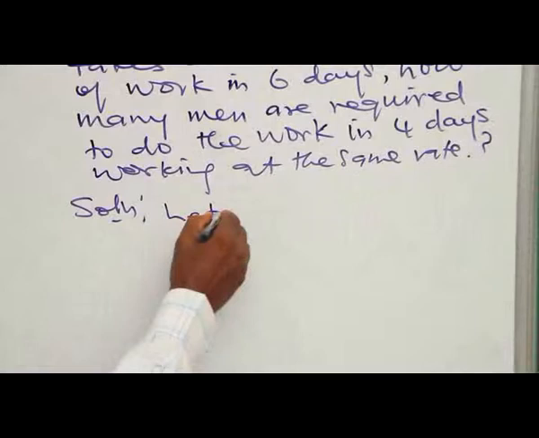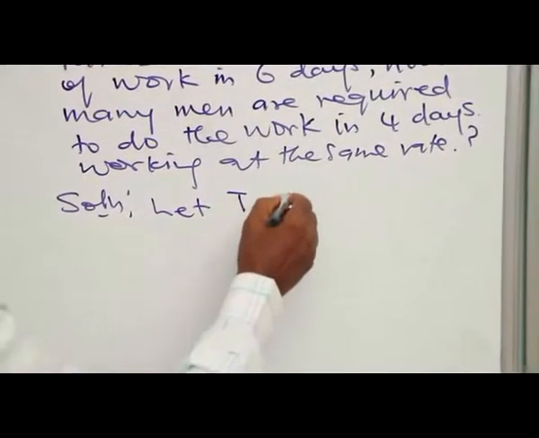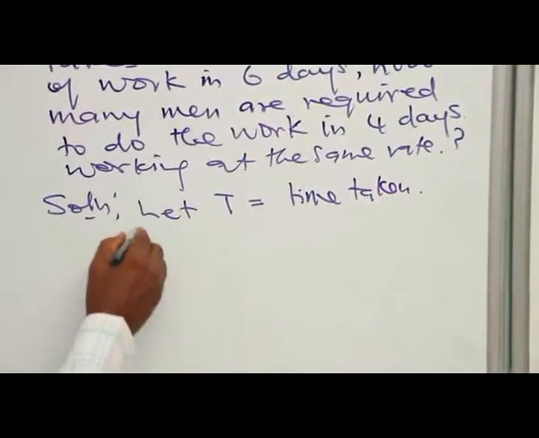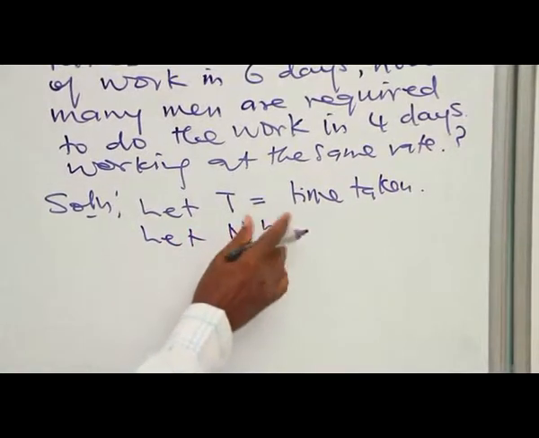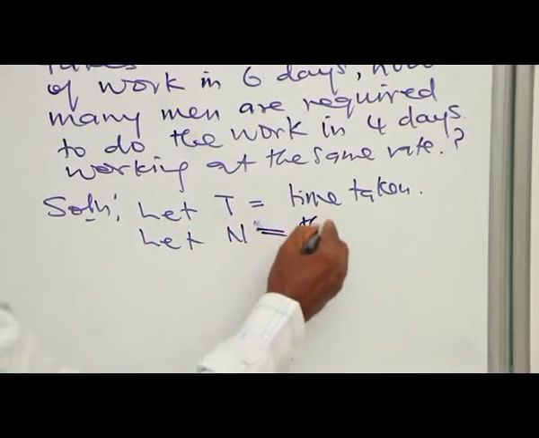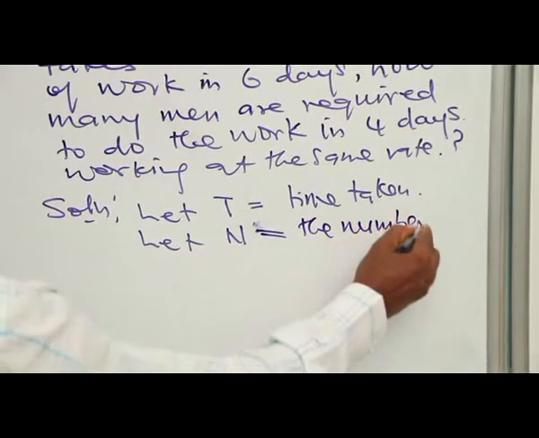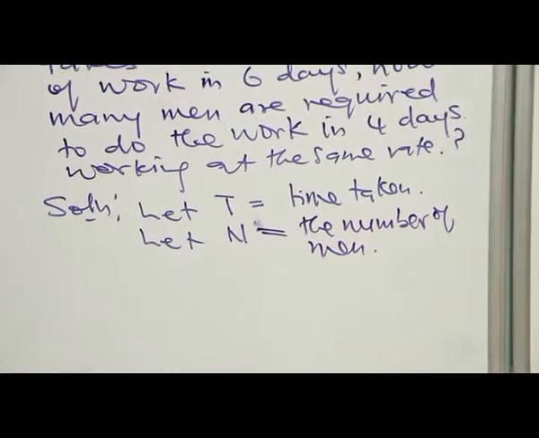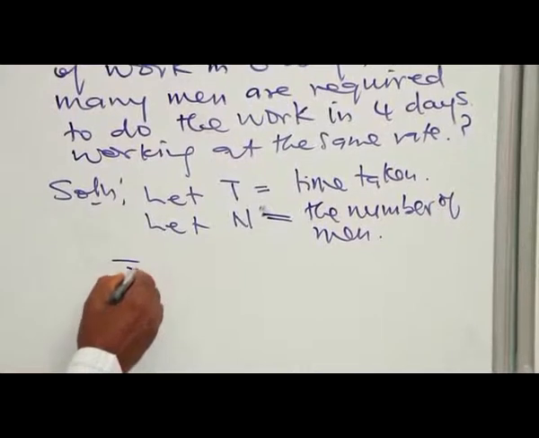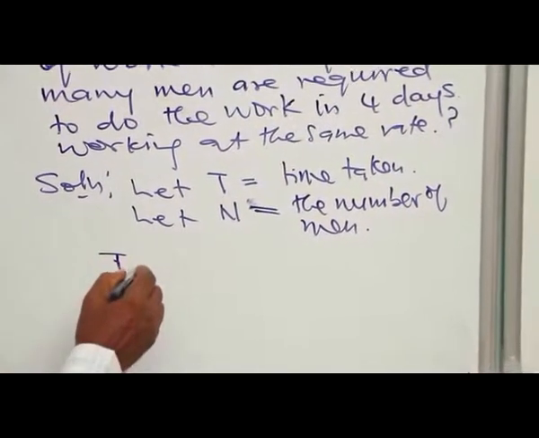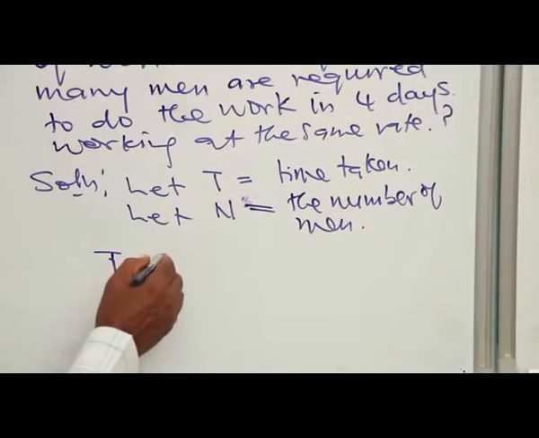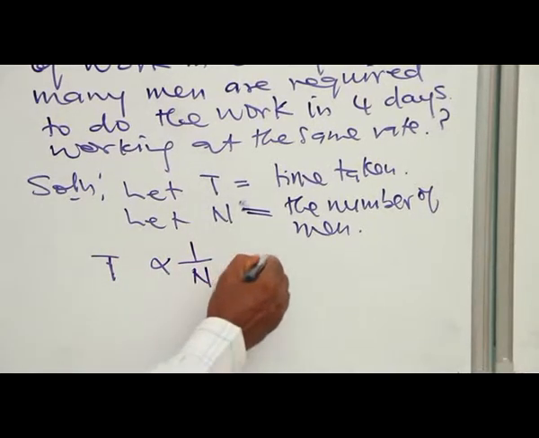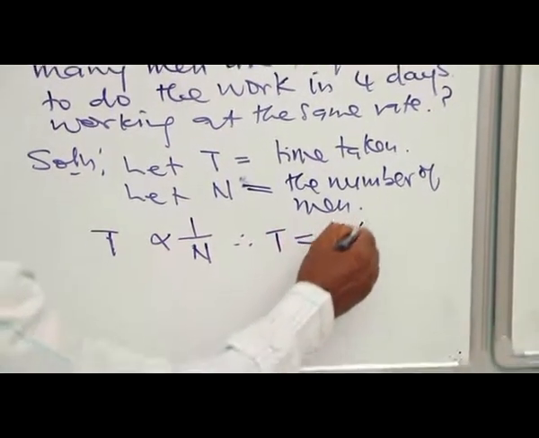Let T be equal to the time taken, and then let n be equal to the number of men. This first sentence says the time taken T to do a piece of work is inversely proportional to the number of men, 1 over n. It therefore means that T is equal to K all over n.